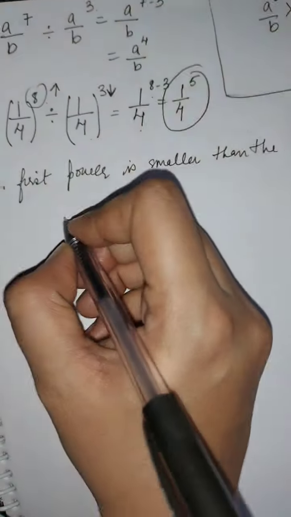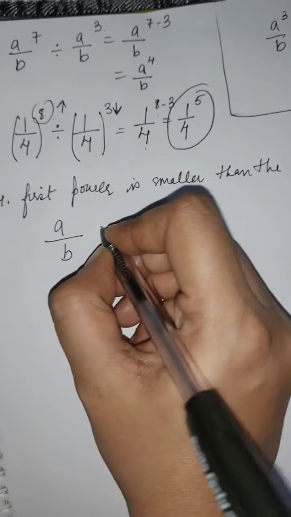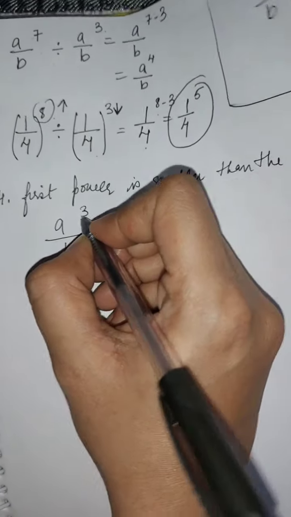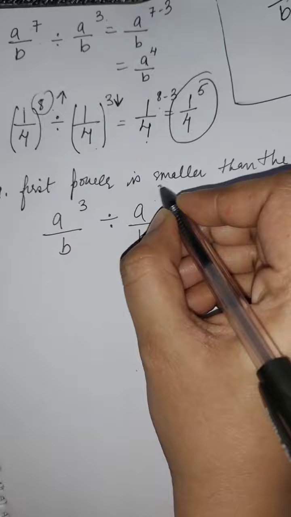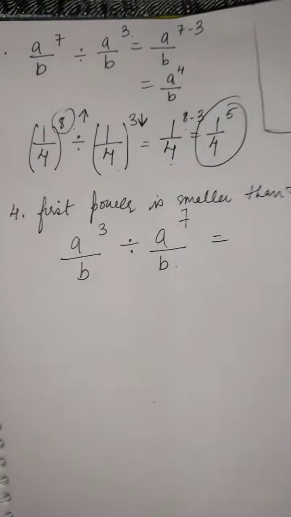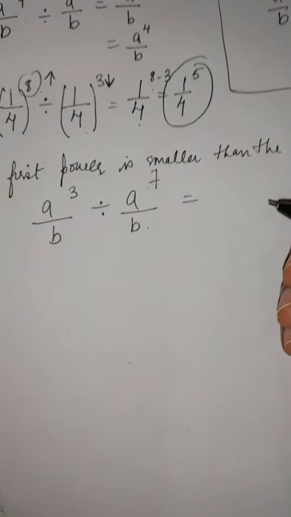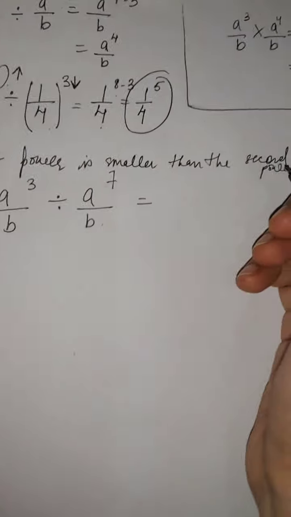Okay, like this one. Suppose a upon b is a fraction getting divided by the same fraction, and this has power 3, and this has power 7. In this condition, what will be the result? The answer which you'll write will be written in this format.